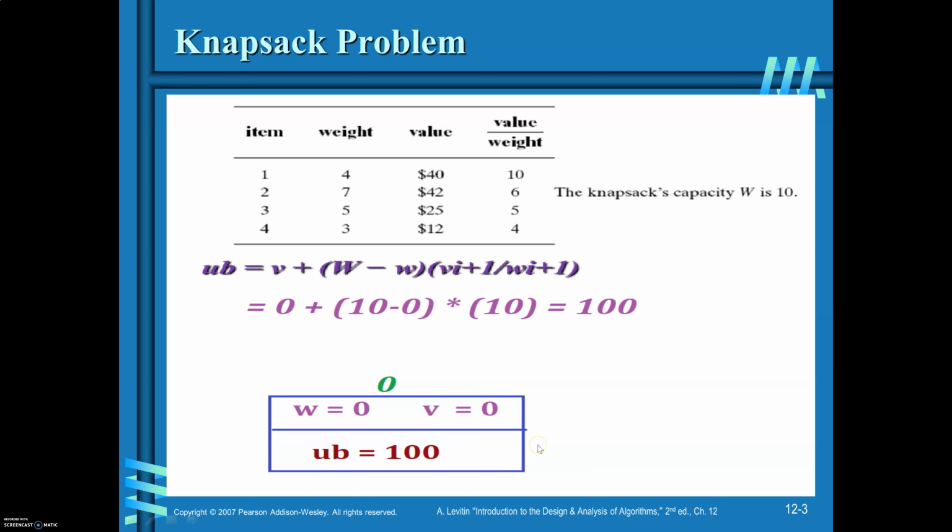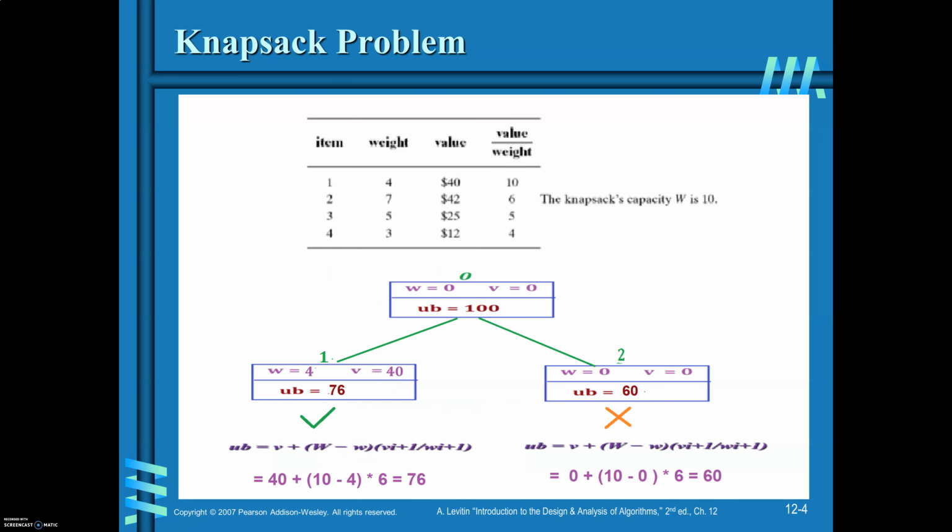That is, even if you want to find the most valuable subset of items, the total value cannot exceed 100. This is the maximum upper bound possible for this instance of the knapsack problem. This is indicated in the root node. Once you have found the upper bound, now we'll see in the next iteration whether to consider item 1 into the sack or not. For that, you are required to find the upper bound here.